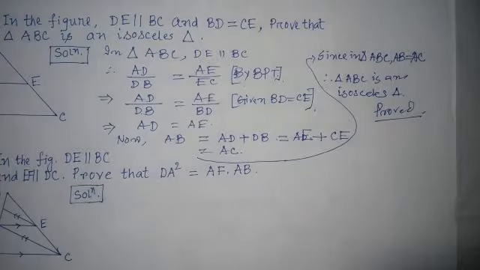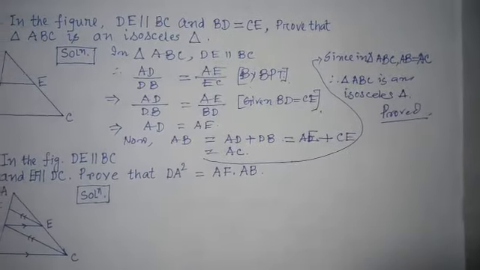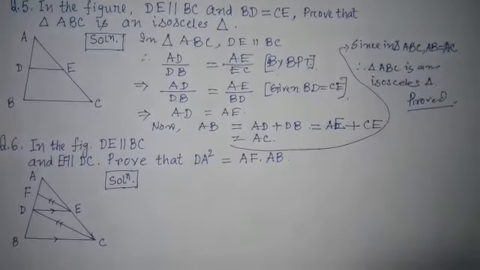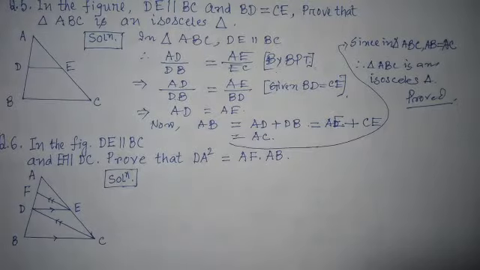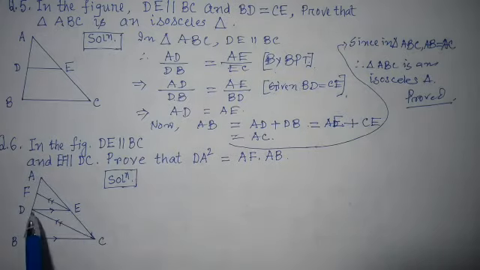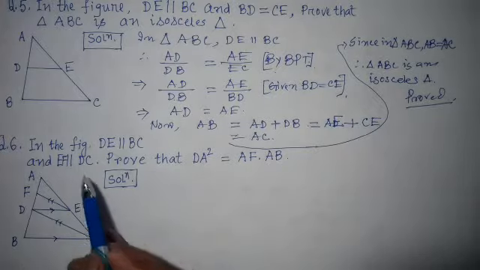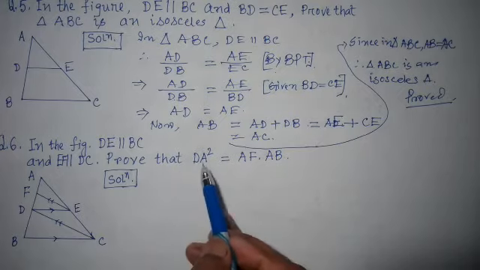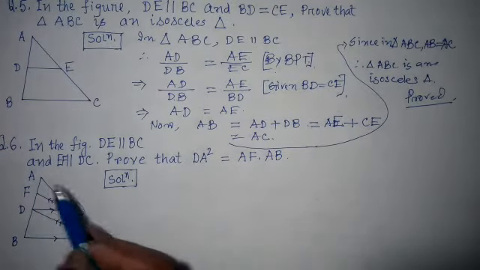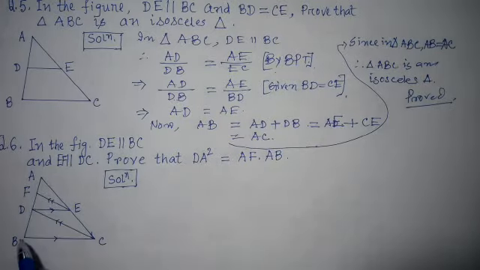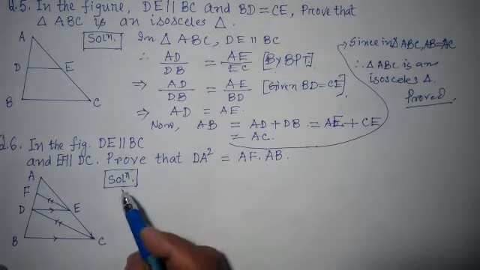Next is question number 6. What is there in question number 6? See what is given. The triangle ABC is given. DE parallel to BC, and EF parallel to CD. Then prove that DA square is equal to AF into AB. So just go step by step.